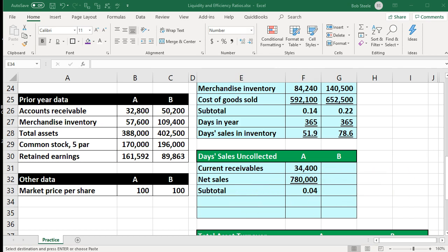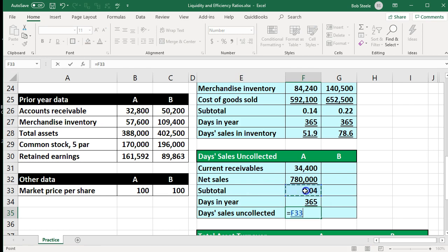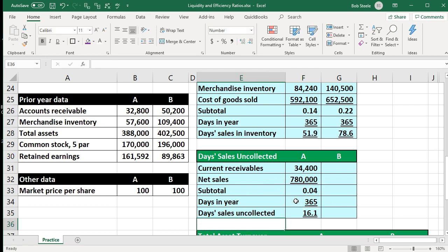And then we're going to have the days in a year. Multiply that times the days in a year, 365. And that's going to give us the days uncollected. Days uncollected then will be equal to the 0.04 times the 365, giving the 16.1 days sales uncollected. So we're obviously looking at how long it's basically going to take from the point of the sales to receive payment, the collection on those sales.